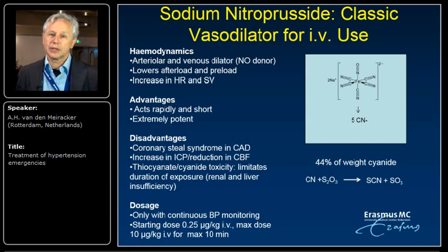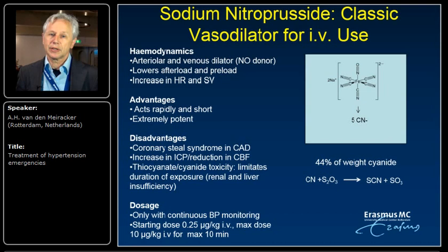Then something about sodium nitroprusside, the classic vasodilator used for IV use. If you look at the hemodynamics of this agent, it is an arterial and venous dilator. It lowers afterload and preload, and it is associated with an increase in heart rate and stroke volume. There are some advantages: it works very rapidly, its action is very short, and it is an extremely potent agent.